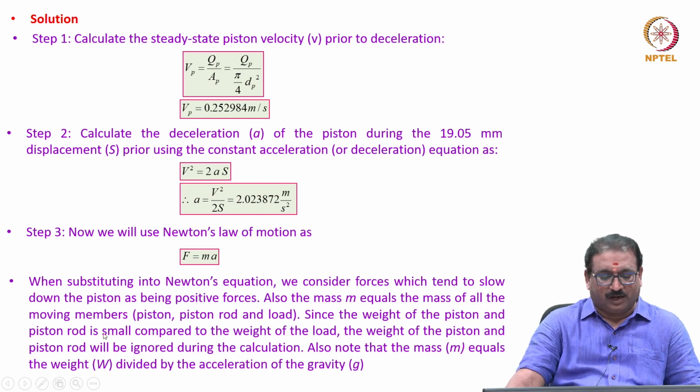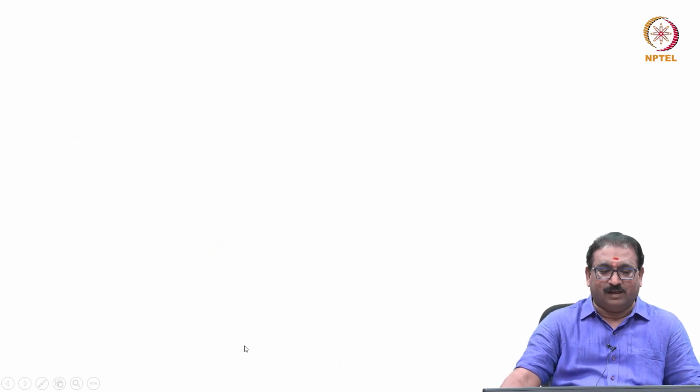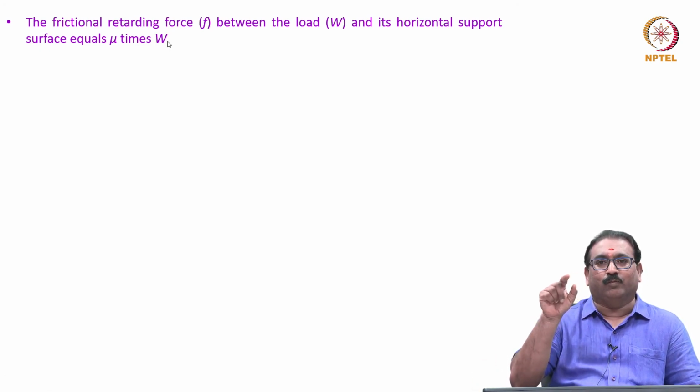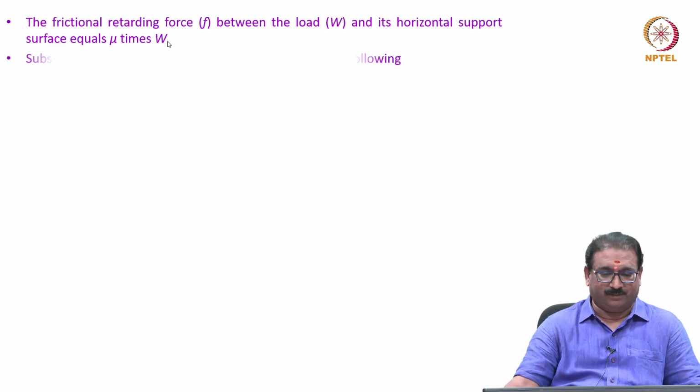Since the weight of the piston and the piston rod is small compared to the weight of the load, the weight of the piston and piston rod will be ignored during the calculation. Also note that the mass m equals the weight, because it is given in kg, divided by the acceleration of gravity. Also you will remember, friends, the frictional force F between the load and its horizontal support surface is mu times W. That is why in the figure they are given F equal to mu into W, which is opposing the movement.